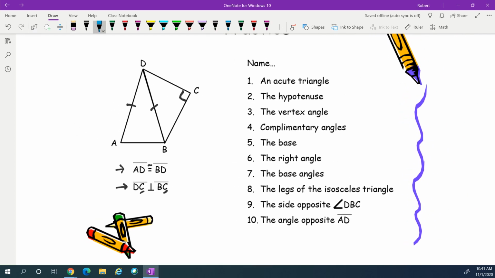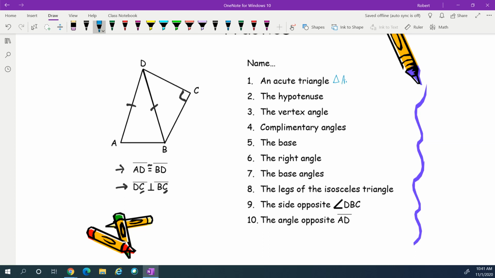So we're asked to name an acute triangle from this picture. Now, again, without having numbers, we're going based on what it looks like. But one of them is a right triangle, so it's not that one. It has to be the isosceles triangle. So I'm going to call it triangle ADB.